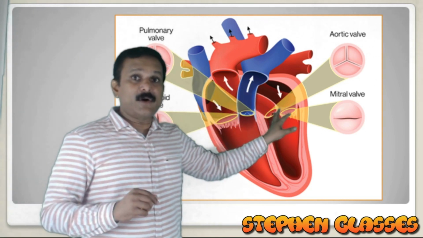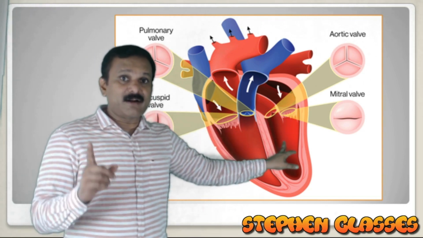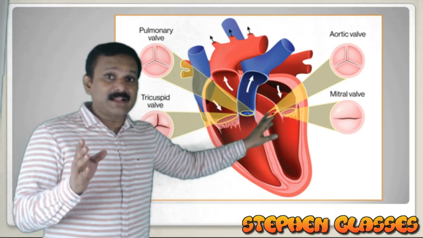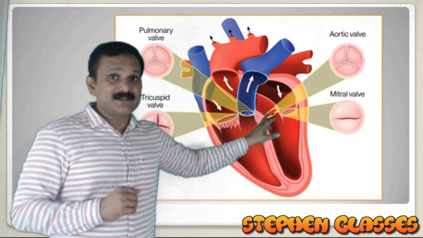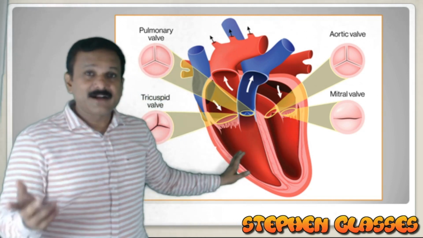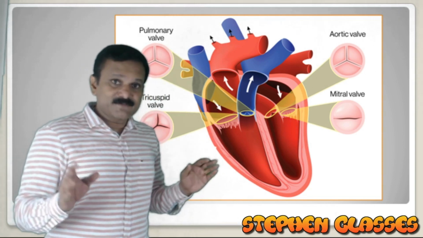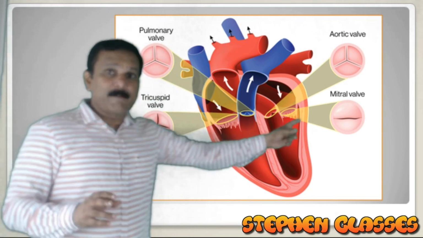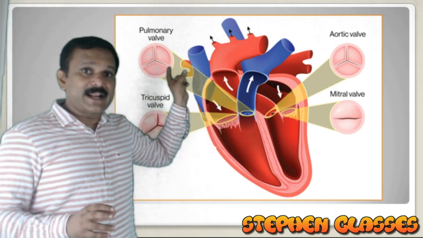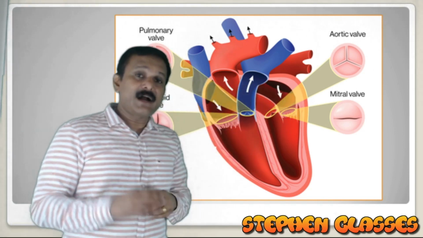What about the aortic semilunar valve? Associated with the aorta beginning from the left ventricle, there is the aortic semilunar valve, and it will regulate the flow of oxygenated blood, because always on the left side it is oxygenated and on the right side it is deoxygenated. So valves are of different types. AV valves are tricuspid and bicuspid, and semilunar valves are of two types: the pulmonary semilunar valve and the aortic semilunar valve associated with the aorta.